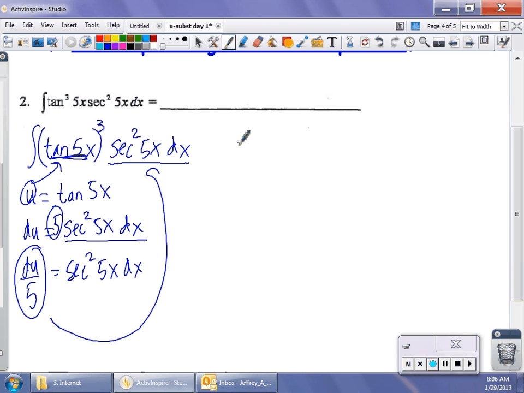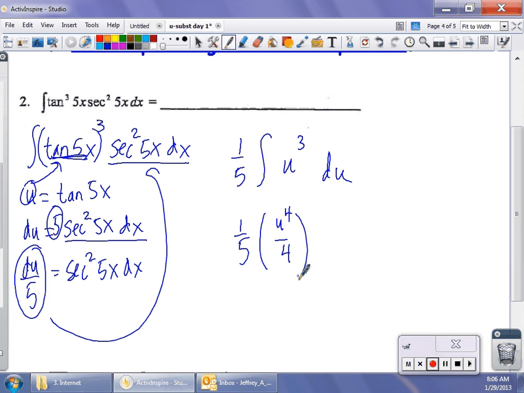So now the integration becomes, I'm going to pull my 1/5 out front. I'm going to put my du in the back. U goes in place of tangent 5x, so I get u cubed. So when I find the antiderivative, I get u to the 4th over 4. When I clean that up, I get u to the 4th over 20. And there's my plus c.